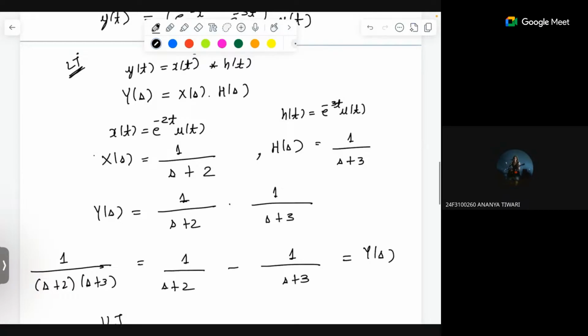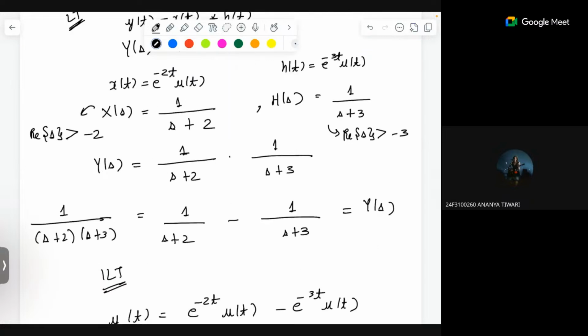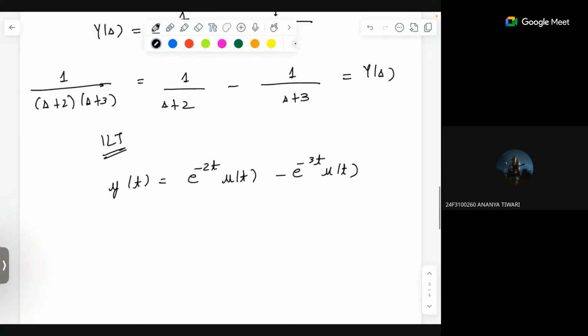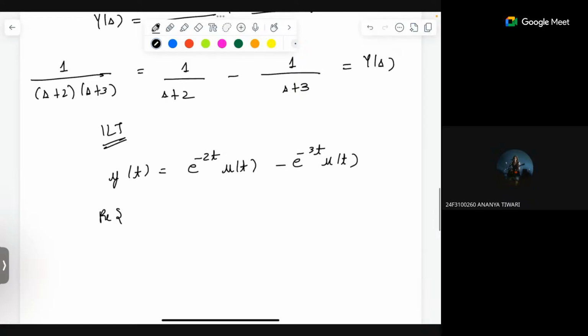So for X(s), it is real of s greater than minus 2. And for this, tell me the ROC. Greater than minus 3. Yes. So for Y(s), the ROC will be the intersection of both X(s) and H(s). So real of s greater than minus 2 intersection real of s greater than minus 3.